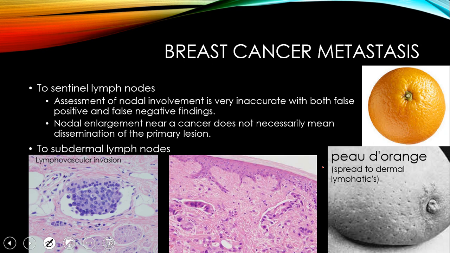Nodal enlargement near cancer does not always mean dissemination of the primary lesion. So if you're looking at someone, let's say here's a breast here, and then this node is really swollen over here, that doesn't necessarily mean that the little cells have gone out here. It can mean that, but it doesn't necessarily mean that.